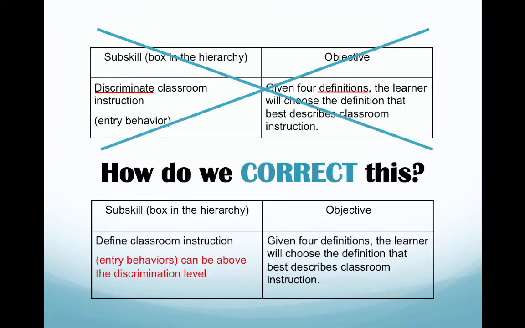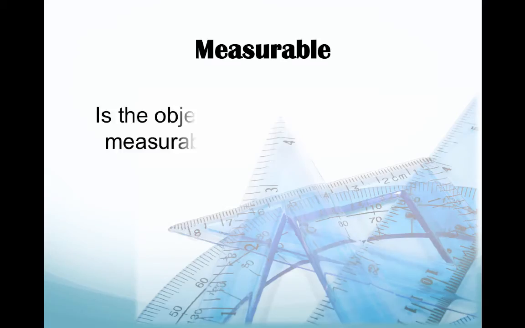Instead, we should use the word define when we're talking about definitions. Note that entry behaviors can actually be above the discrimination level. It doesn't matter what level you use. Entry behaviors are any of the subskills that the learners already have. Next, we need to make sure they're measurable.